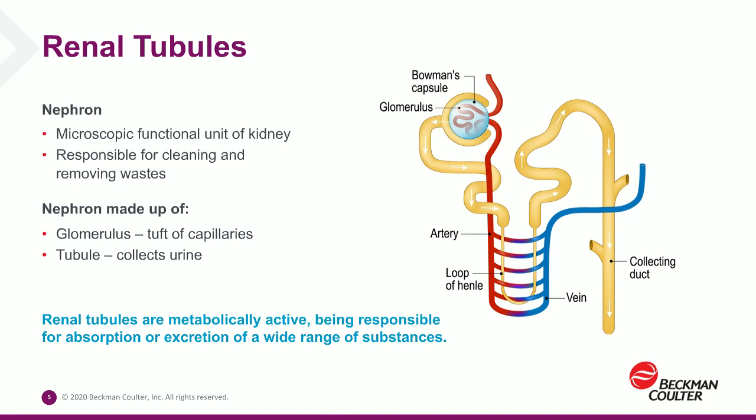The tubule is depicted in yellow in the picture to the right, where the arrows indicate the flow of fluids from the Bowman's capsule through the loop of Henle and to the collecting duct, where the formed urine then enters the bladder by way of the ureters.